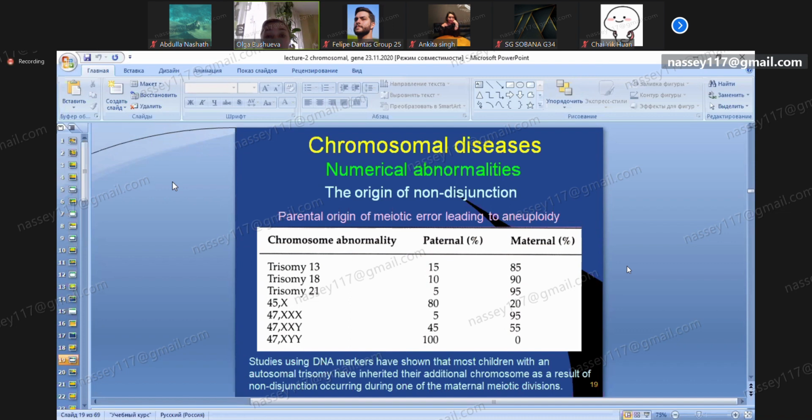The origin of non-disjunction may be paternal or maternal, but studies using DNA markers have shown that most children with autosomal trisomy have inherited their additional chromosome as a result of non-disjunction occurring during one of the maternal meiotic divisions.